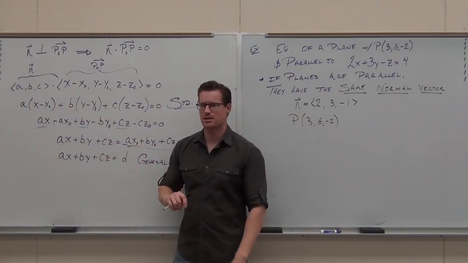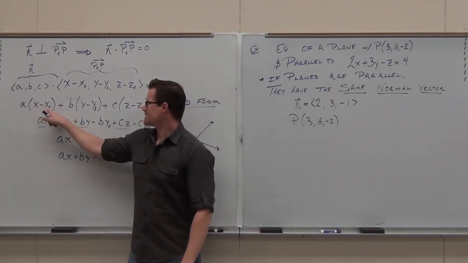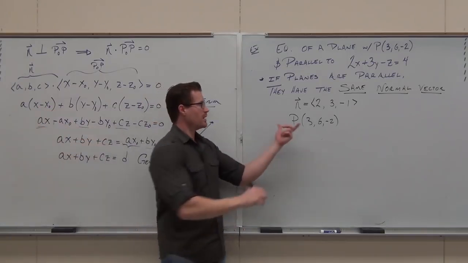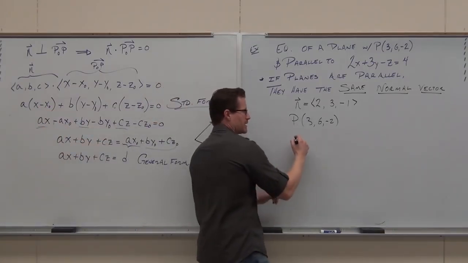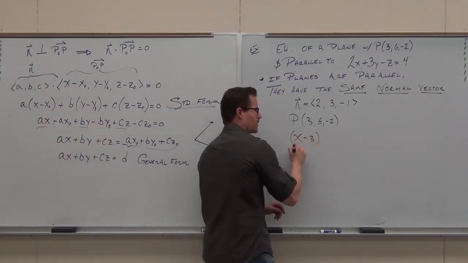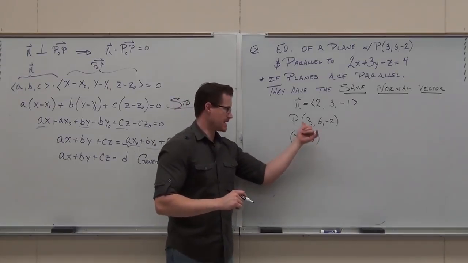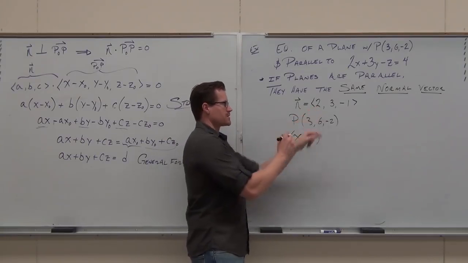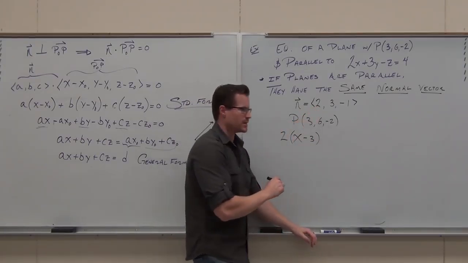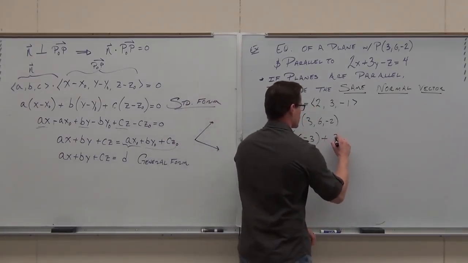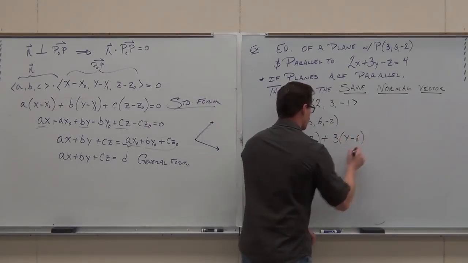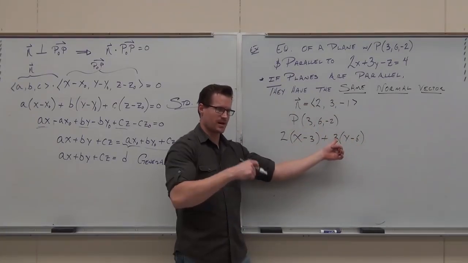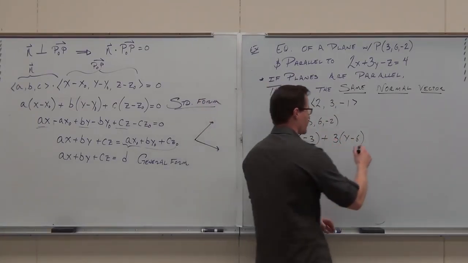So here's how I always think about it. X's and x coordinates go together. So if I build it, I know I have to have an x minus 3 because that's the x coordinate of that point. And then the vector is what goes on the outside. X minus 3, then I get y minus 6. I get the 3 because that's my normal vector component for y.